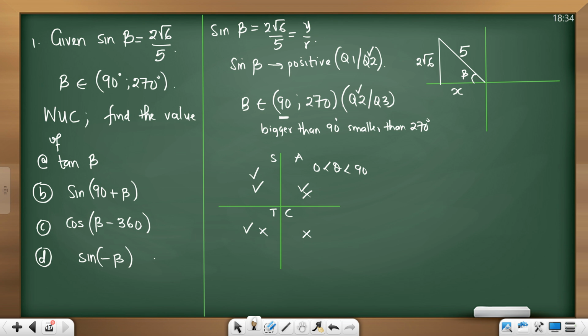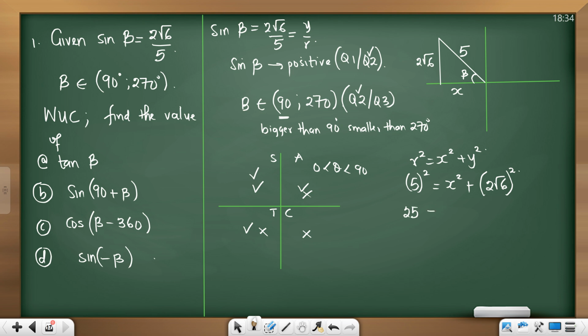Okay, now, do you notice what's missing? I have my Y, I have my R. What is missing is the X. How do I get X, my good learners? Theorem of Pythagoras. So I'll come here and say, R squared equals X squared plus Y squared. 5 squared. I do not know X squared, but I know my Y as 2 root 6, all squared.